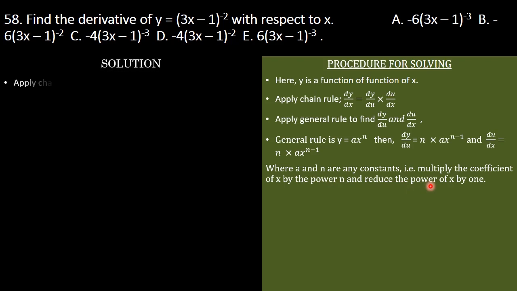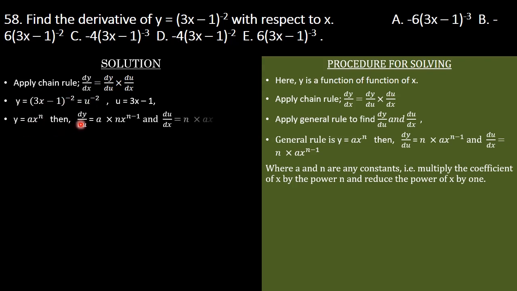Here is the chain rule. Here is the question. u is 3x minus 1. y will be u raised to power minus 2. Let's apply the general rule to find our dy over du. We are going to have n multiplied by ax raised to power n minus 1. n is minus 2, that is the given power, a is 1. So minus 2 multiplied by 1, we have minus 2u raised to power minus 2 minus 1, we have minus 3.